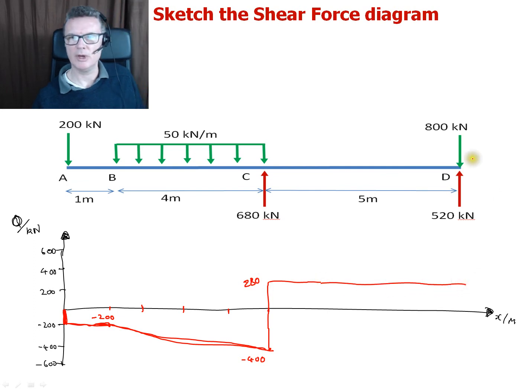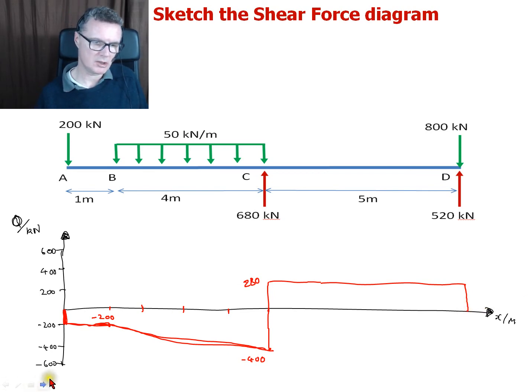Now this one's a bit weird because we've got 800 coming downwards, 250 coming upwards. So overall, what we've got is 280 coming downwards. So 280 drops down to 0. So that's my sketch.